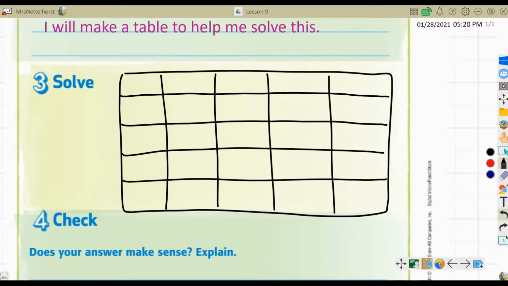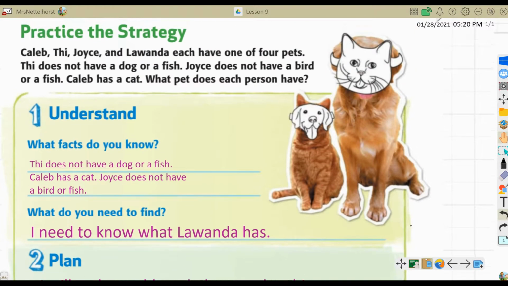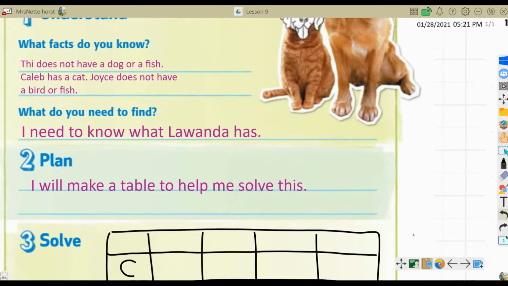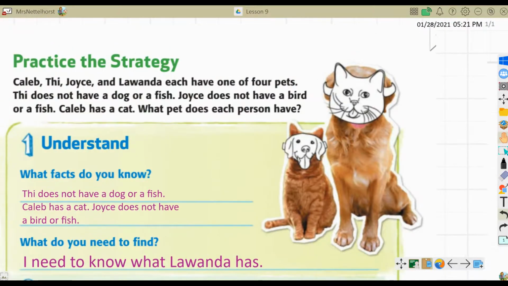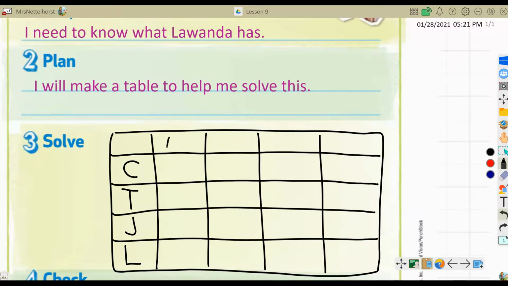Okay, so my humans are Caleb, Ty, Joyce, and Lawanda. And I'm just going to use their first initials. I'm not going to write it in my first row because that's where I'm going to put the names of the pets. So Caleb, Ty, Joyce, and Lawanda. Okay, now I'm going to go back up here, and the pets are dog, fish, bird, and cat.